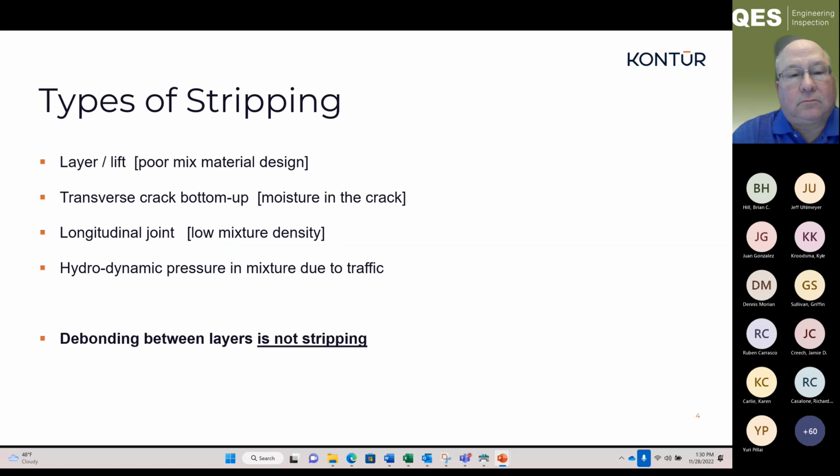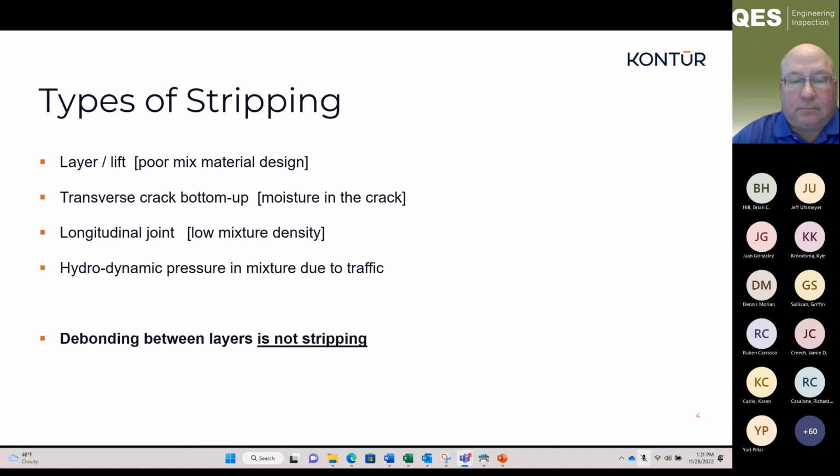We can have certainly stripping caused at the longitudinal joints where we typically do have lower mixture density, which then allows the water to get in even further. And then we also have just stripping due to hydrodynamic pressures. And back to one of the state's issues on putting AC over concrete. Yes, you can literally put an impermeable base underneath that asphalt and trap that moisture in there, which then the hydrodynamic pressures then get into a stripping situation.